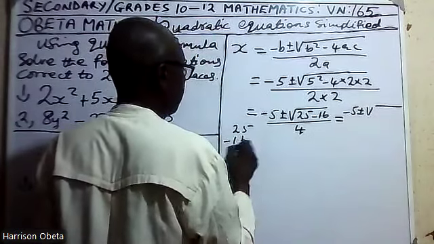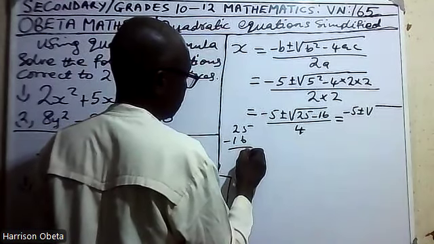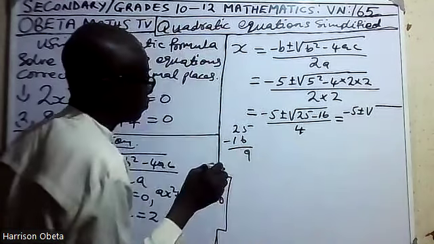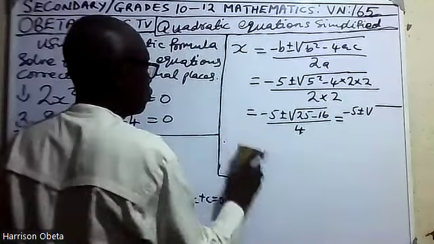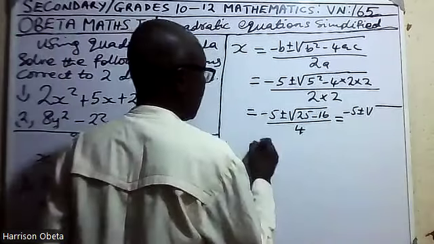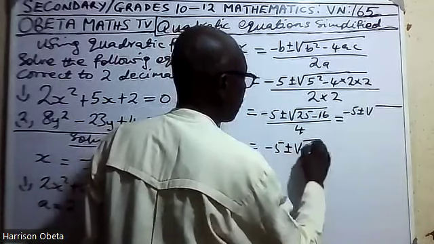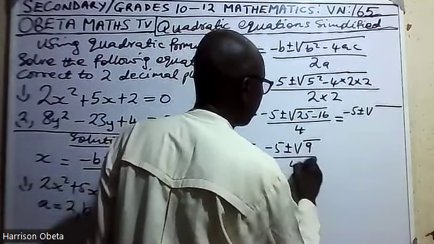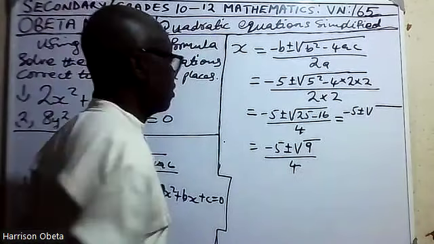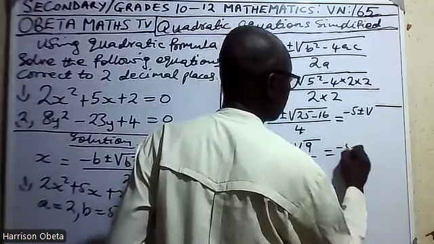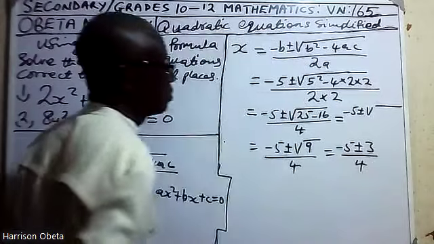And that is minus 5 plus or minus square root of 25 minus 16. 25 minus 16, that is 9. So we move on, and that will give us minus 5 plus or minus square root of 9 all over 4. And remember, we know that square root of 9 is 3. So that will be minus 5 plus or minus 3 all over 4.